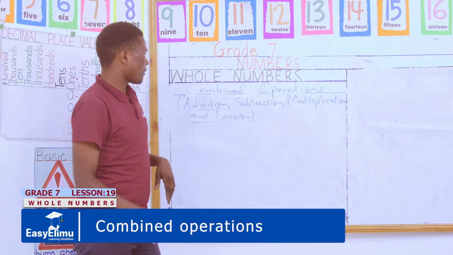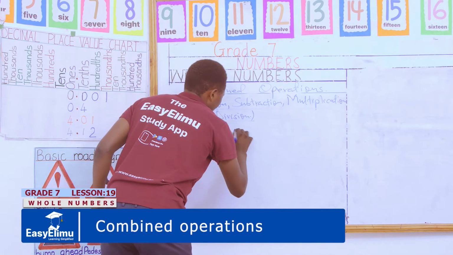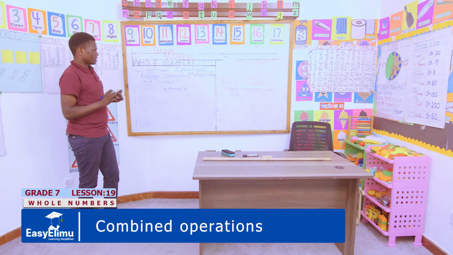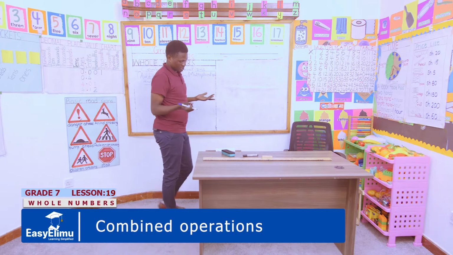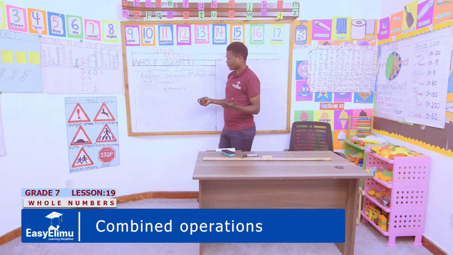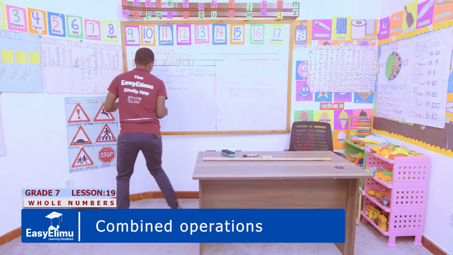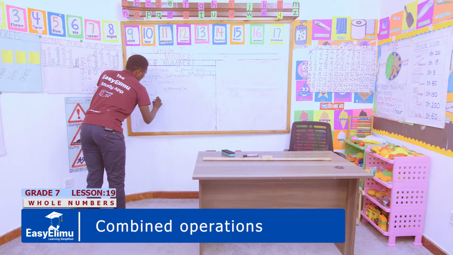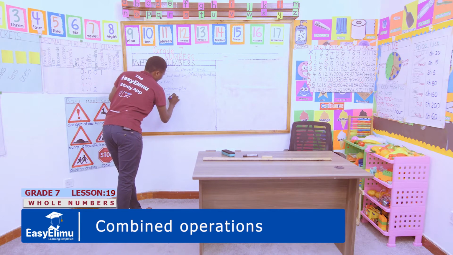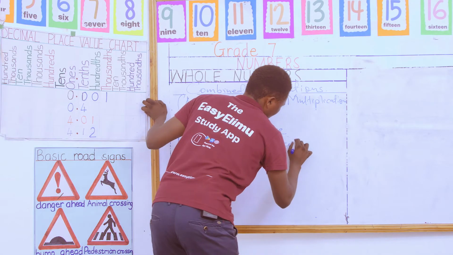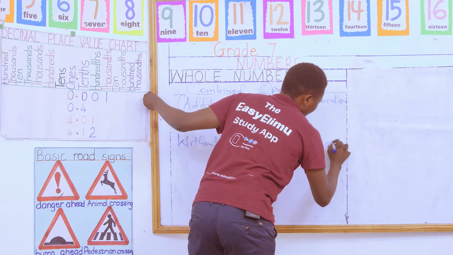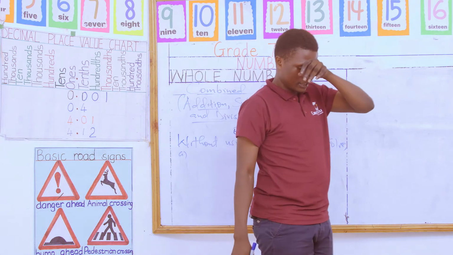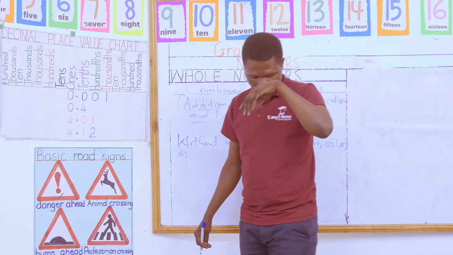So just straight away, let us look at an example. Here, we are going to apply almost all the operation signs to solve a problem. You can be given a question like this: without using a calculator, solve A. 138 divided by 13 times 2 plus 27.